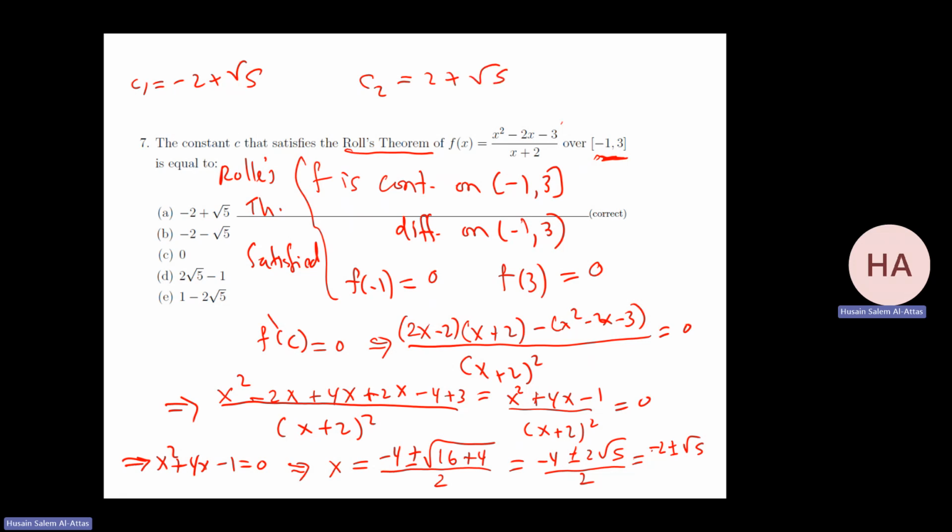Are they in this interval? Square root of 5 is what? 2 point something. Yeah, it's more than square root of 4. So this will be 0.0 something, which is in the interval. Now this one, the other value, will be far outside the interval, which is not in the interval. So I have only one C, which is minus 2 plus square root of 5.